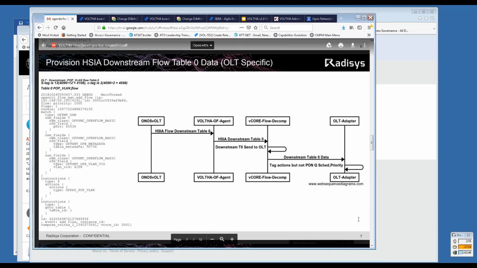Okay, and this one is talking about the downstream flow table 0 data. In the downstream flow, the order is kind of reversed. So table 0 goes to the OLT adapter. Again, in this case, there's no technology profile instance. But depending on the order in which things happen, if it gets the upstream first, then it has it in that case.